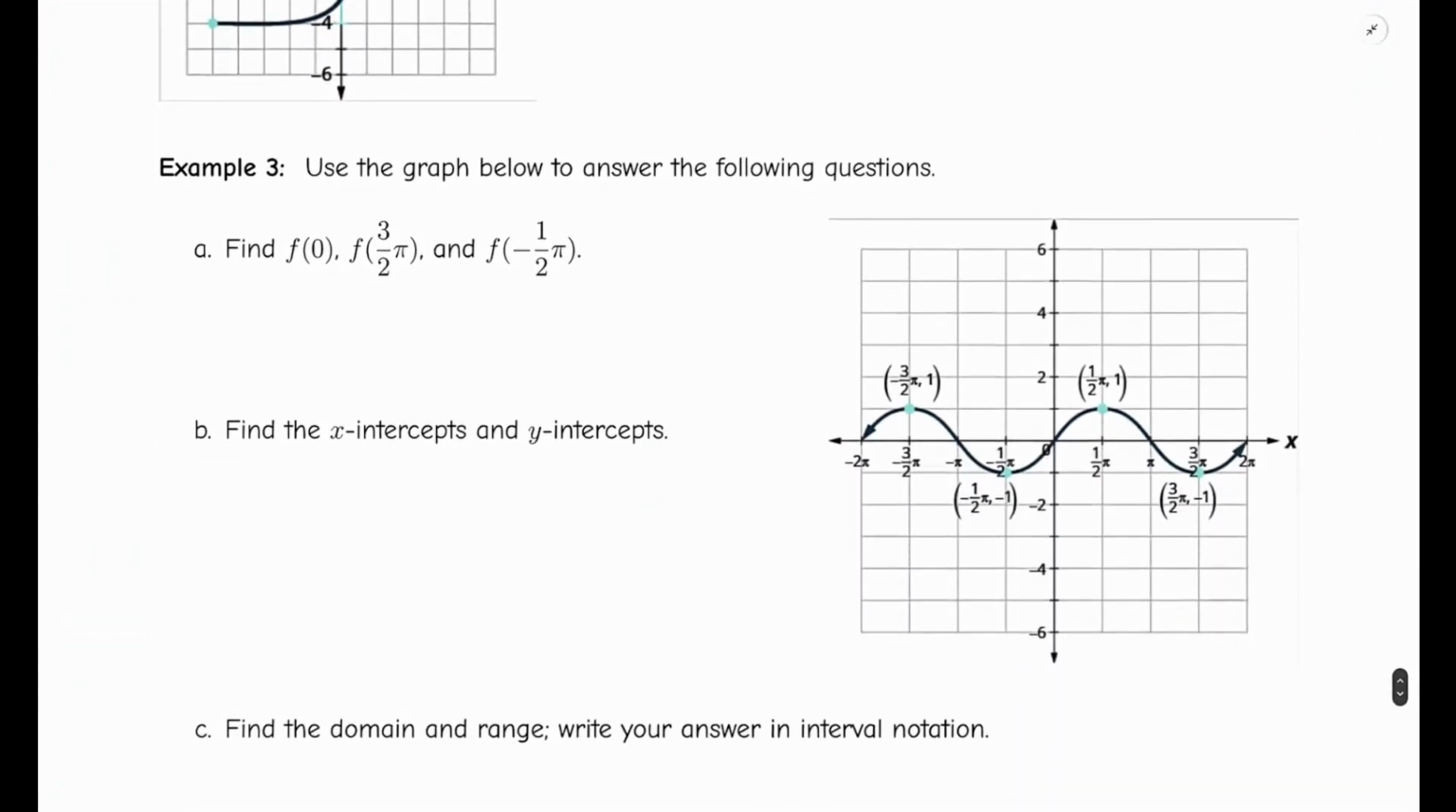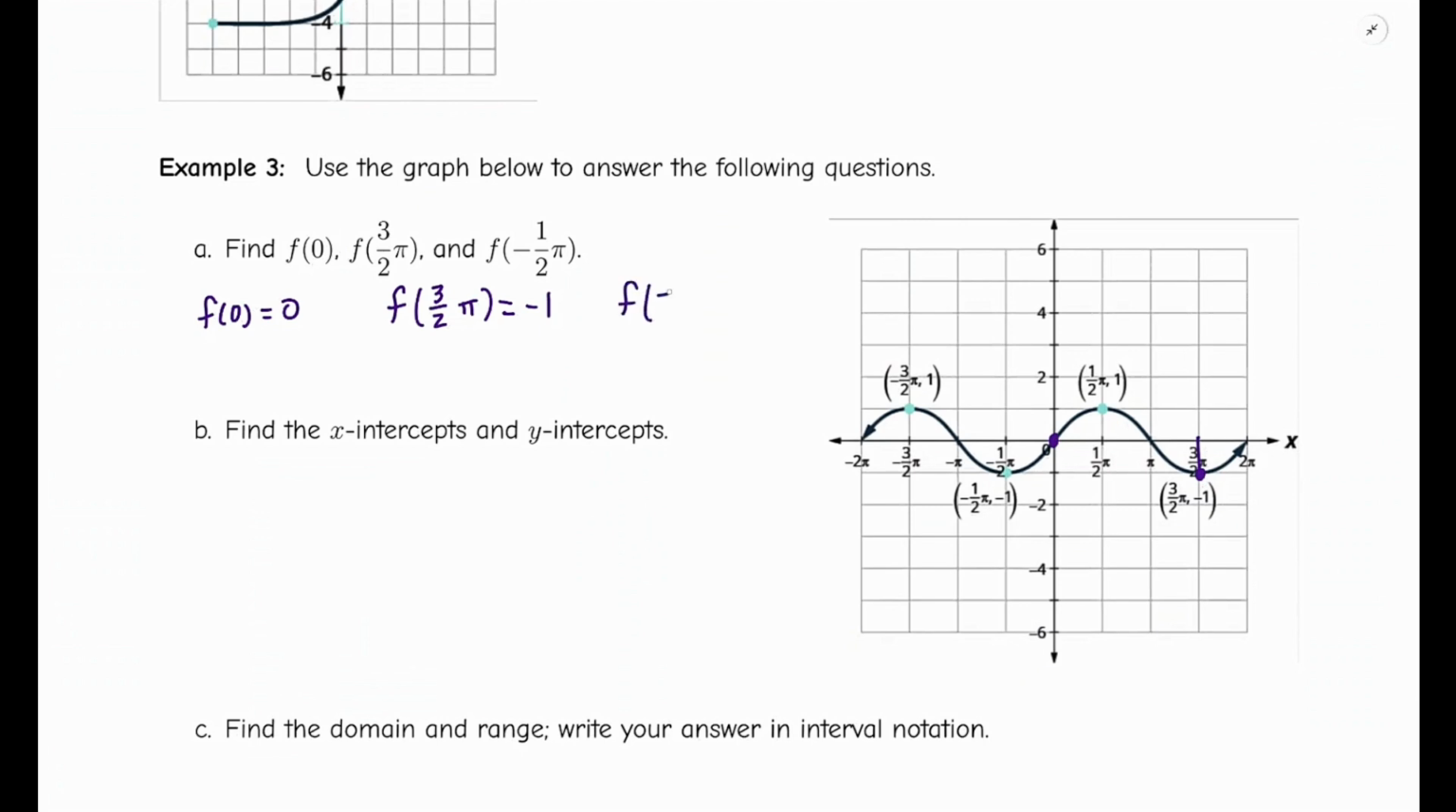Example 3. Use the graph below to answer the following questions. So I want f(0). Well, remember, this is the x value. So if I go to where x is 0, where does it cross the graph? At 0. So f(0) is 0. But now f(3π/2). So again, I need to go where 3π/2 is. And then where does it cross the graph? Right there. So we get -1.